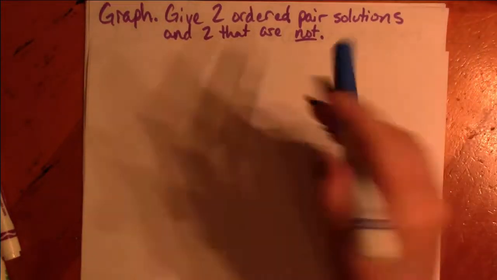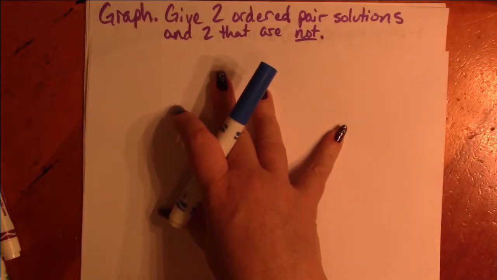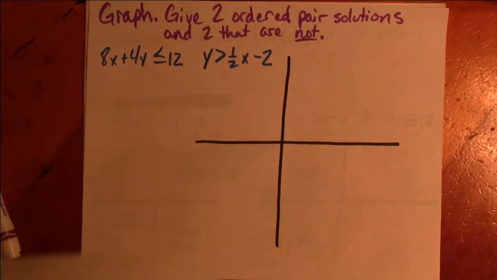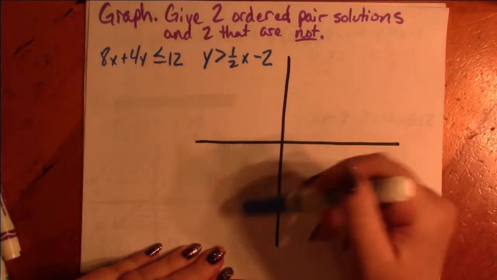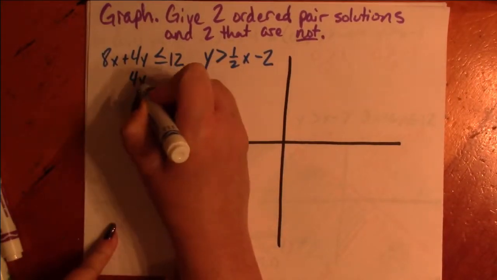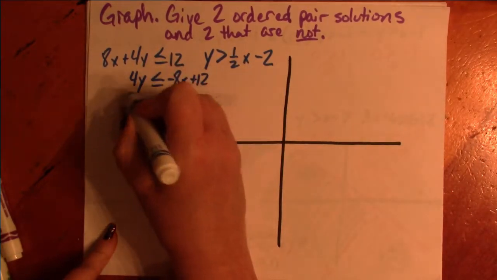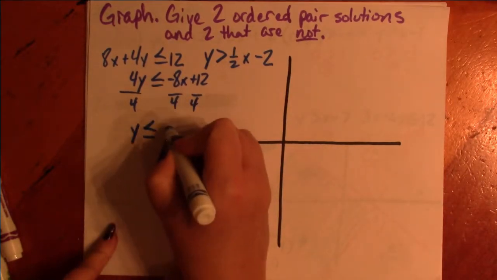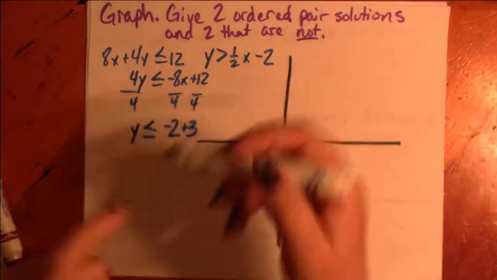So these questions are going to ask us to graph both of the inequalities, and we're going to give 2 ordered pairs that are solutions and 2 that are not solutions. So we're going to get 2 inequalities. And we're going to have to start by graphing the lines that they represent and then figure out the areas. So I'm going to say 4y is negative 8x plus 12, and I'm going to divide everything by 4, and y is smaller than or equal to negative 2x plus 3, and this one is already in that format.